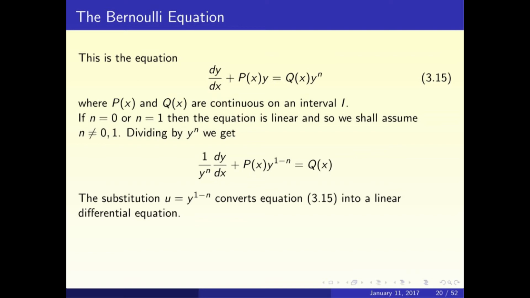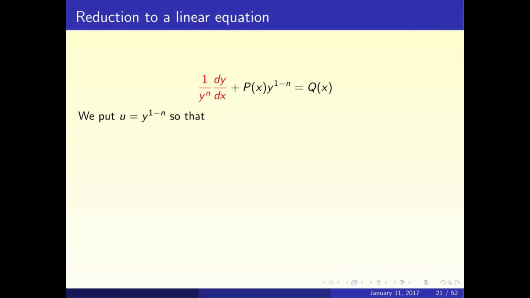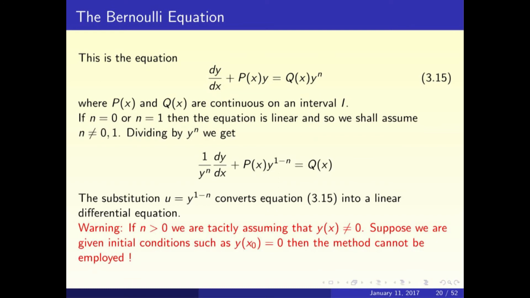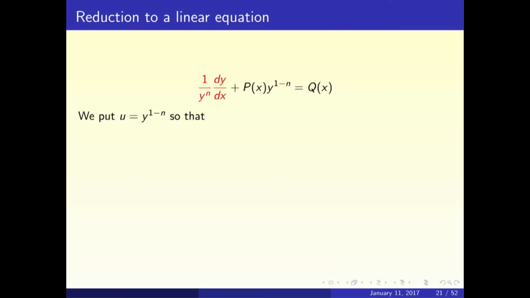The right hand side has been isolated. Now what next? If I put u equal to y to the power 1 minus n, then 3.15 becomes a linear differential equation. Let's see how that happens. We divide the differential equation 3.15 by y to the power n, and what do we get? We get 1 upon y to the power n dy by dx plus p(x) y to the power 1 minus n equals q(x). Look at the term in red.